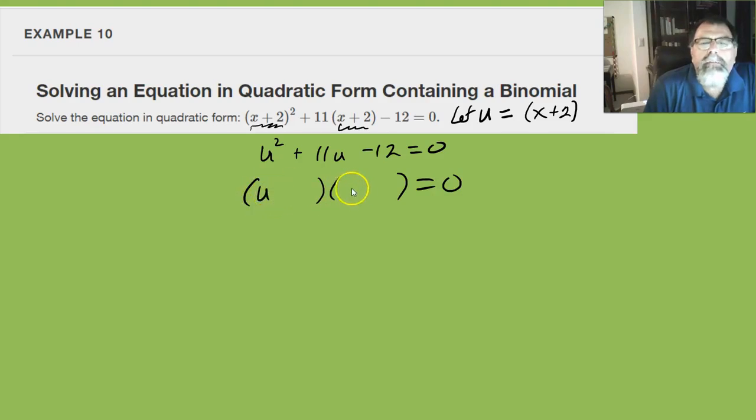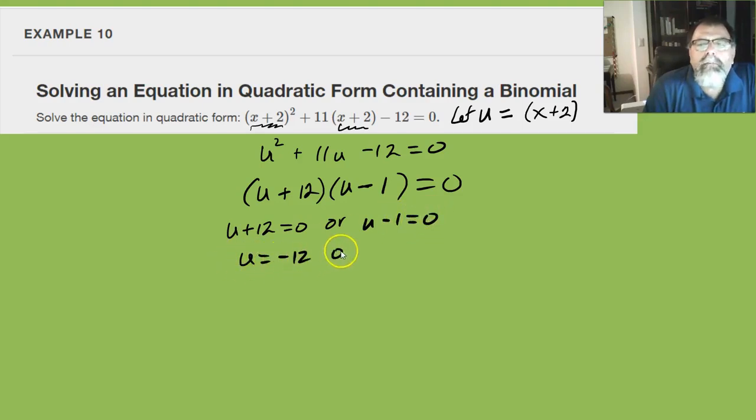We need factors of 12 that subtract to 11. Well, that's 12 and 1. The 12 is positive. To get negative 12, the signs have to be opposites. Then we set each of those equal to 0. So u equals negative 12, or u equals positive 1.